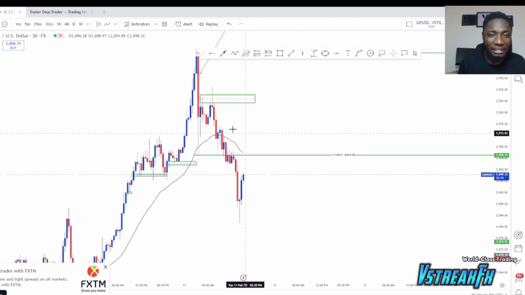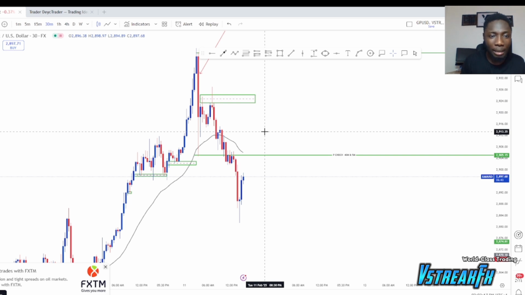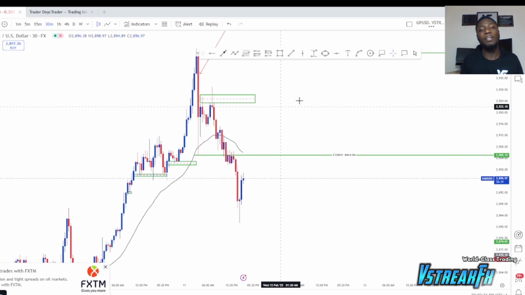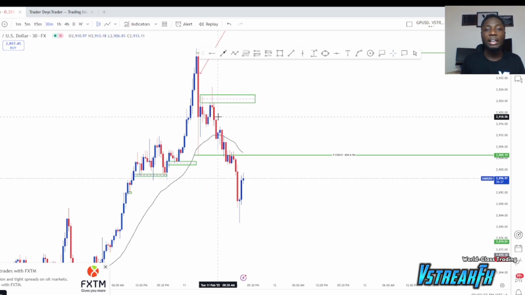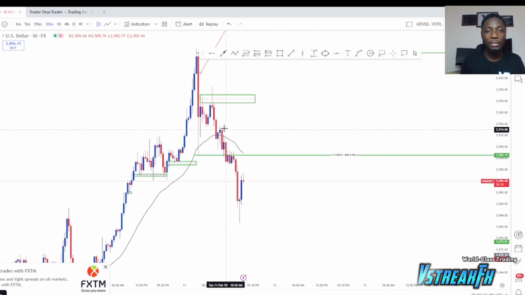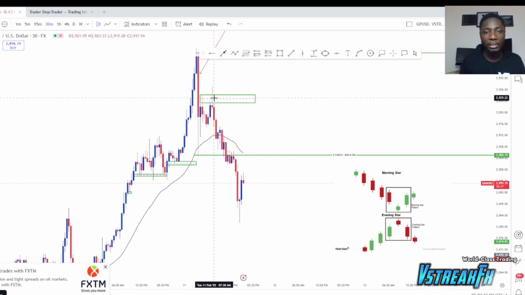I'm seeing the evening star. I've seen the evening star like three now, two. Let's do evening star and morning star together. So the evening star consists of three candlesticks. We have the green, a red, very red, or an indecision with a red candle. The three candles come together to form an evening star. This is how it looks. You can see there's a perfect example of it.